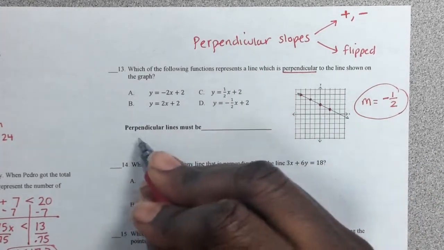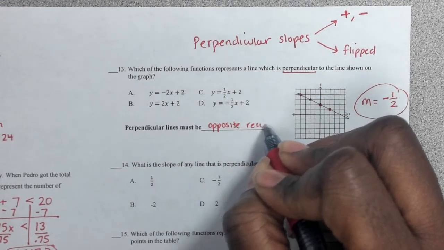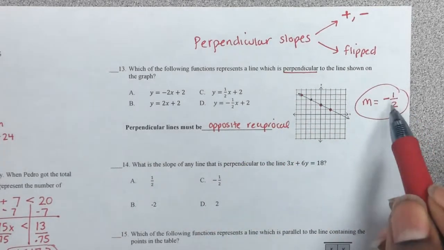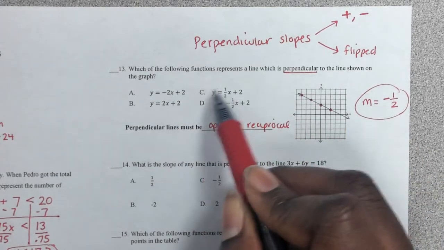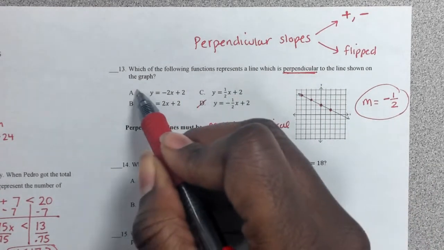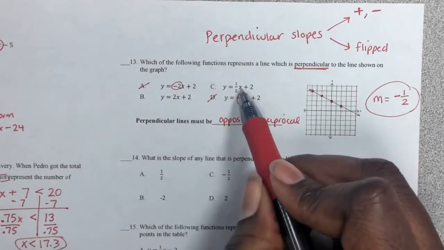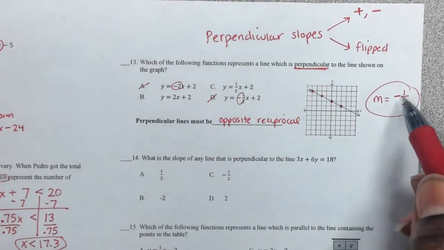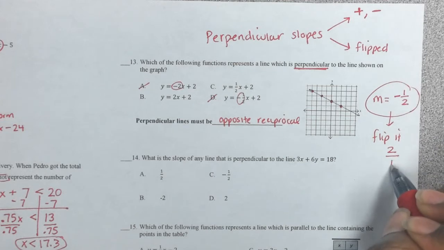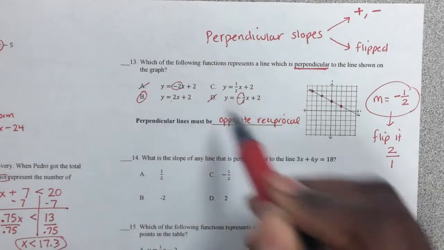What are the two key words? Perpendicular lines must be opposite, reciprocal. All right? So we're looking for opposite, which means if this slope is negative, you should not choose another one that's negative if we're talking about perpendicular. So don't choose that one, and don't choose that one, because those both have negative slopes. We need it to be opposite, but we also should have taken this and flipped it. It should now be 2 on top, over an invisible 1 at the bottom. That should be your answer.